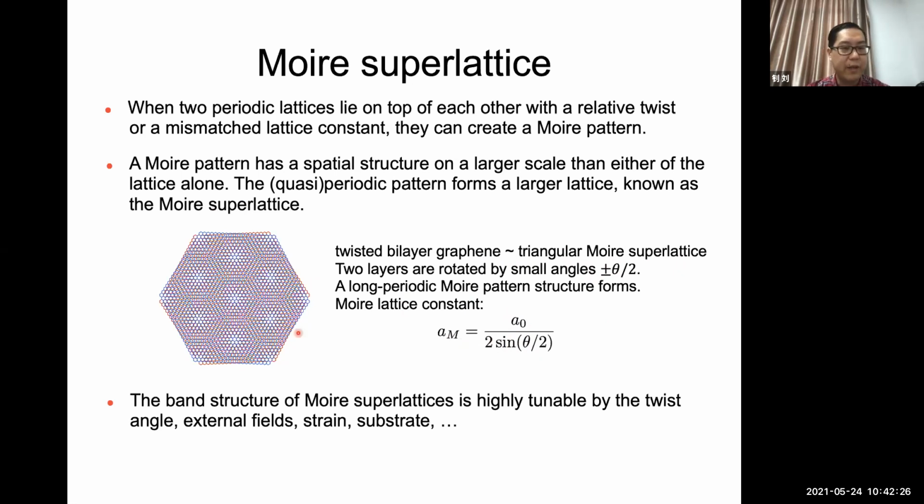And people find that the band structure of moiré superlattices is highly tunable. We have many ways to tune the band structure, for example, by changing the twist angle, by applying external fields, or inducing strain, or putting on a substrate. Well, there are many ways to tune the band structure in moiré superlattices.